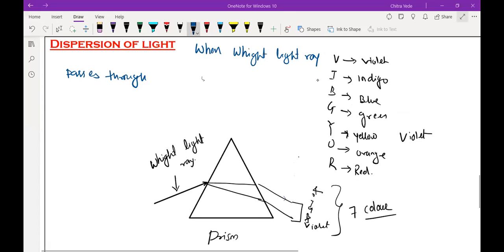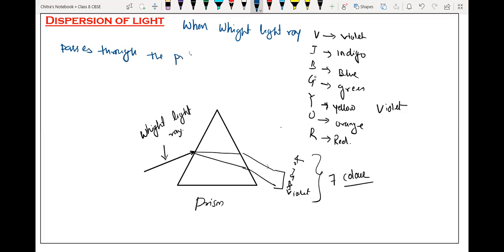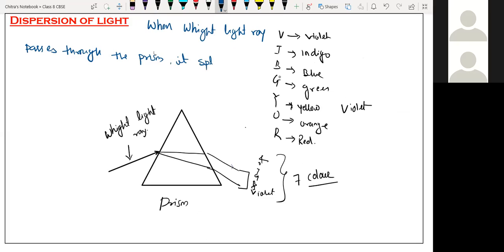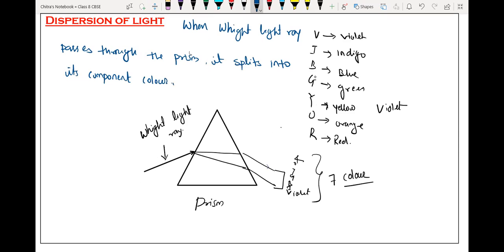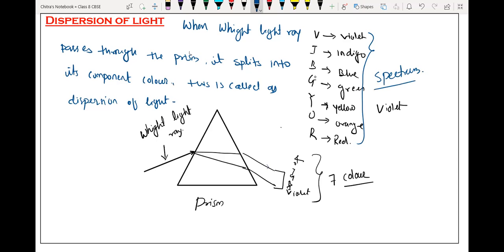Okay. Passes through the prism. It means the white light splits into its component colors. This phenomenon is called dispersion of light. And the combination of the 7 colors is called a spectrum.